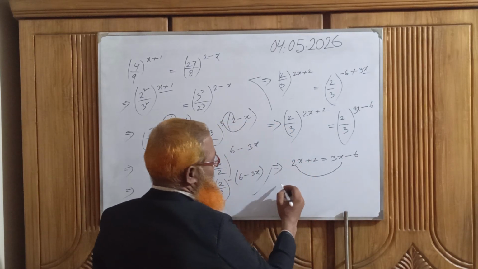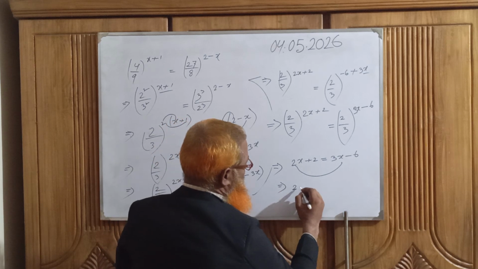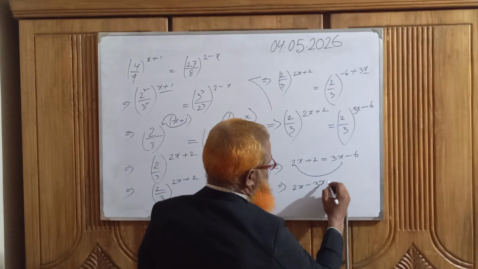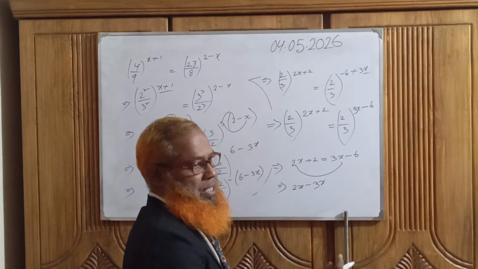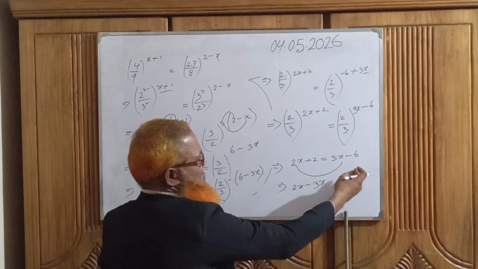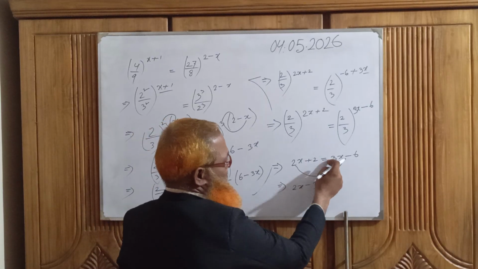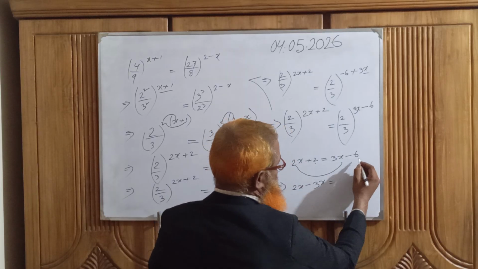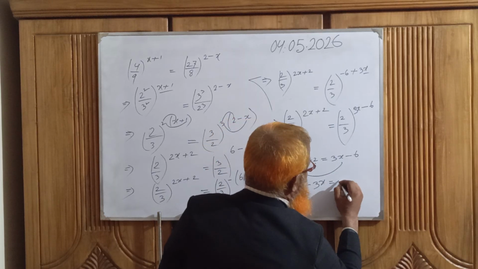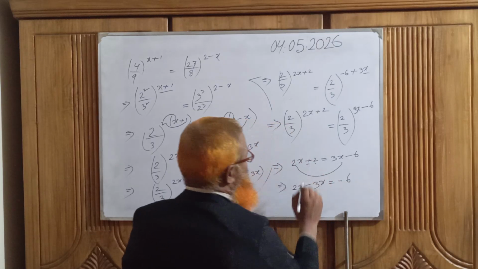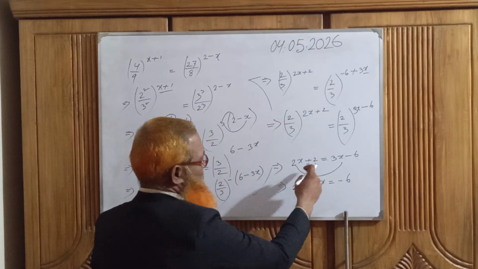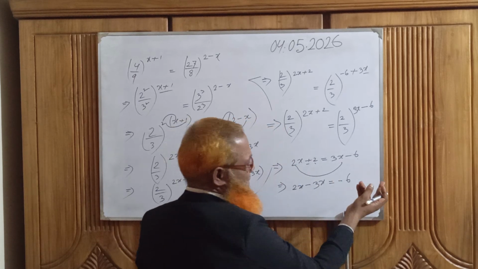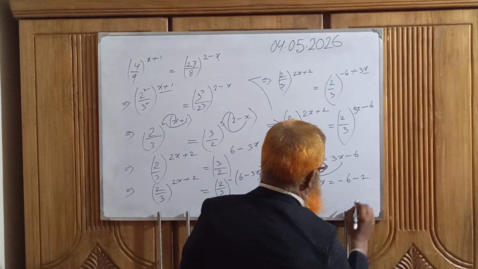2x plus 2 equal to 3x minus 6. This and this are the same, so we write here 2x minus 3x, because if we take from the right side to the left side, plus should be minus, and equal to this number and this number. Here minus 6 and here plus 2. Plus 2 should be minus when we transfer from the left side to the right side. Minus 2.